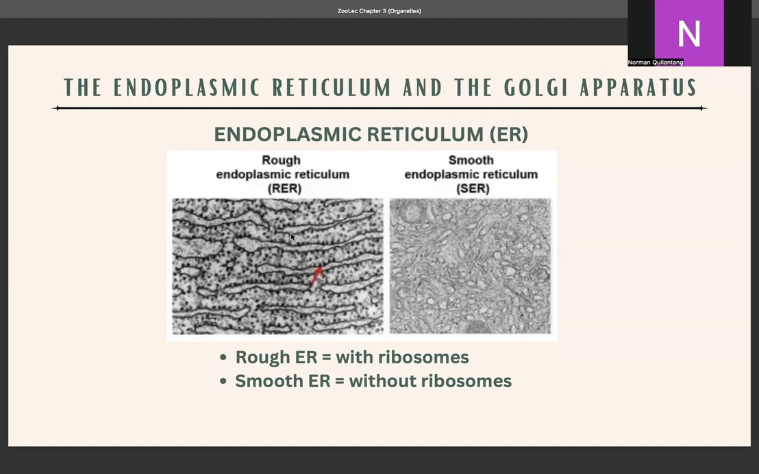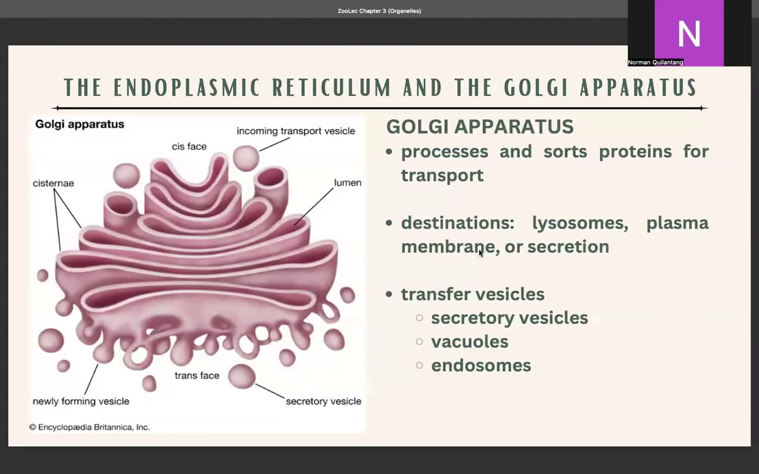Because ribosomes are attached to the rough endoplasmic reticulum, its main purpose is the synthesis and production of protein molecules. On the other hand, you have the smooth endoplasmic reticulum. Again, it's smooth because it doesn't have any ribosomes attached to it. So it has a different function compared to your rough endoplasmic reticulum, and it's mostly concerned with the synthesis of lipid molecules within the cell. Then you also have the Golgi apparatus.